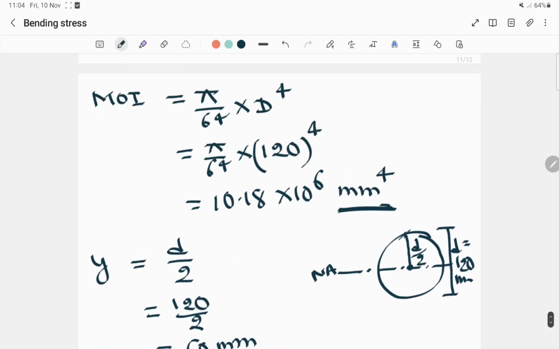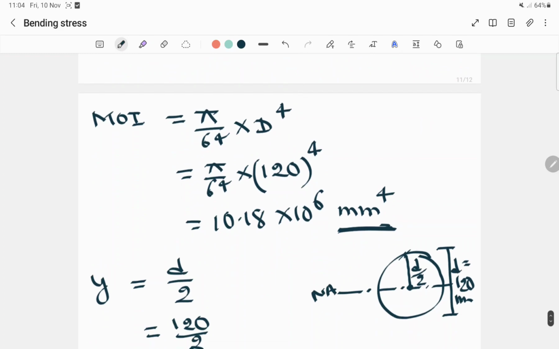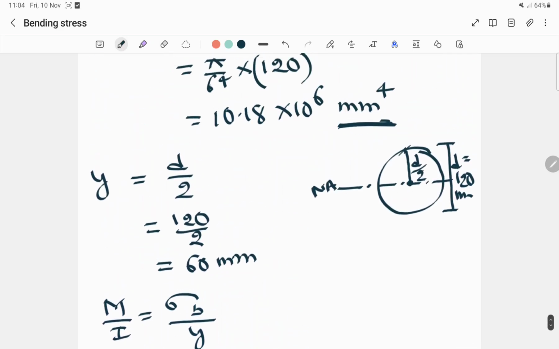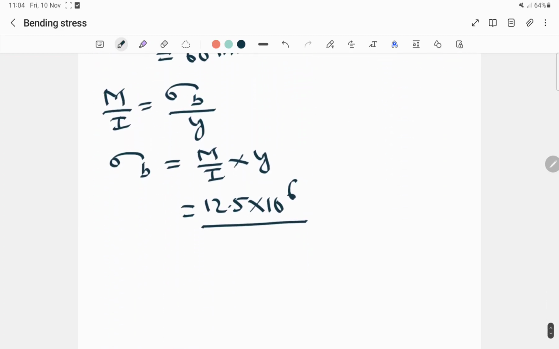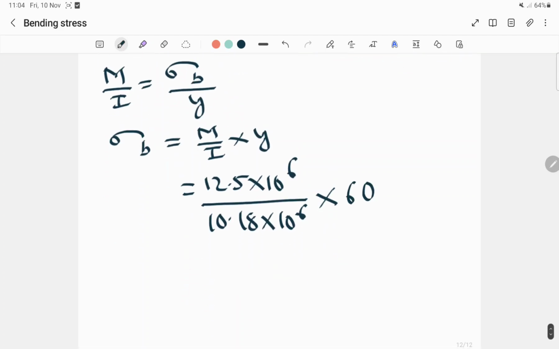The value of M is 12.5 into 10 to the power 6, divided by the moment of inertia value, 10.18 into 10 to the power 6, into the value of y, which is 60. Now this one and this one will get cancelled, and we'll get the value around 73.68 Newton per mm square.